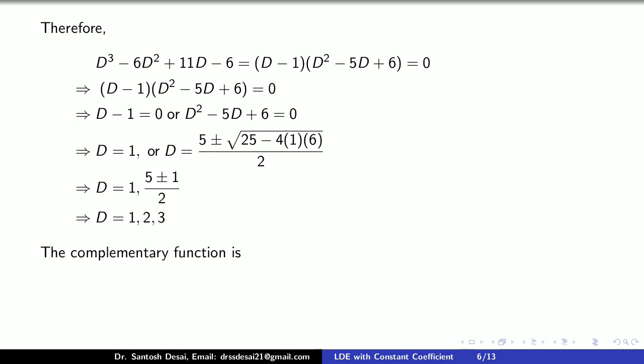So therefore the complementary function is given by CF is equal to, take one constant, e raised to the first root into the independent variable x. So we get c1 e raised to x. Just we repeat the same procedure for the remaining roots. Then the next constant c2 e raised to the next root into the independent variable, so e raised to 2x, plus the next constant c3 into e raised to 3x. So this is our complementary function.